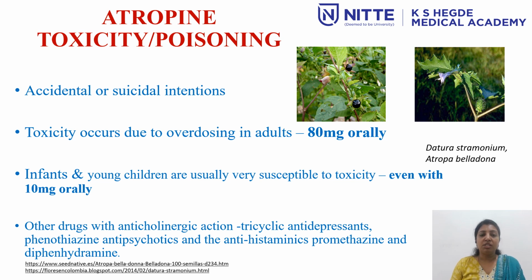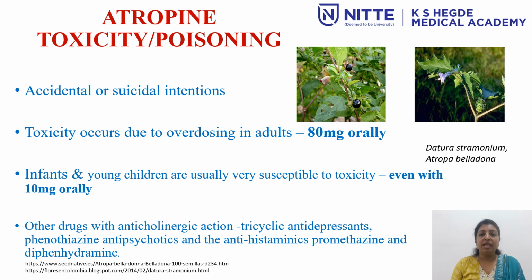Coming to atropine toxicity or poisoning. Atropine poisoning could be accidental, by ingestion of the seeds or leaves of Datura stramonium and Atropa belladonna. Atropine and scopolamine are alkaloids derived from these plants. So accidental ingestion of leaves or berries can lead to atropine poisoning, or it could be due to suicidal intentions.